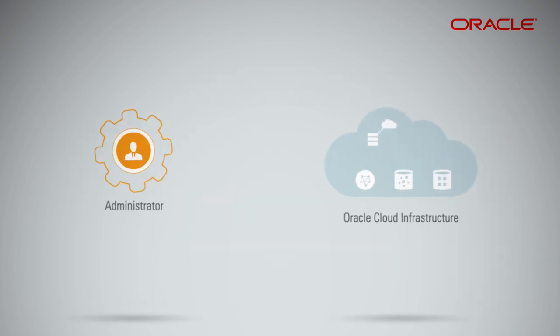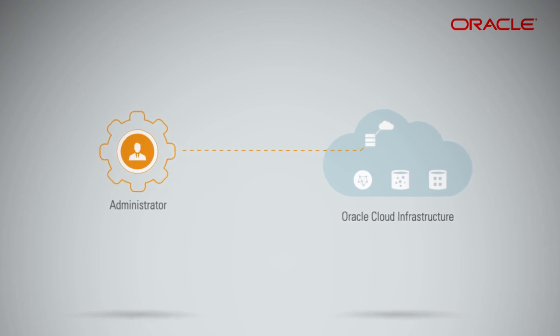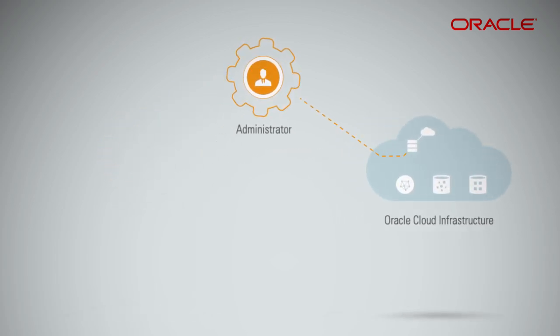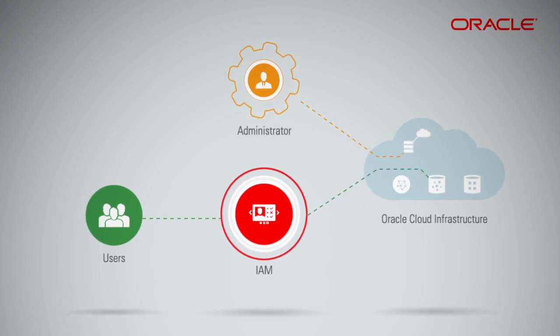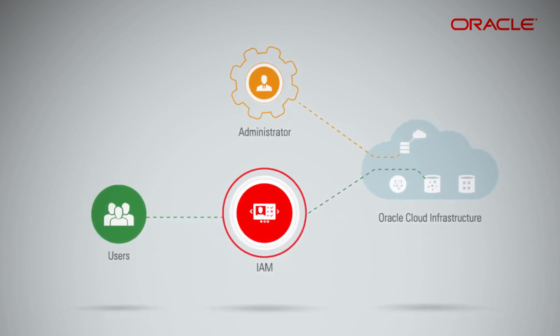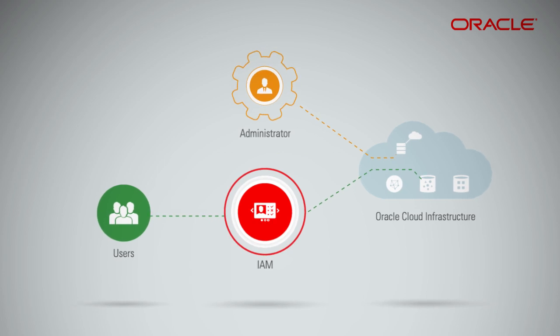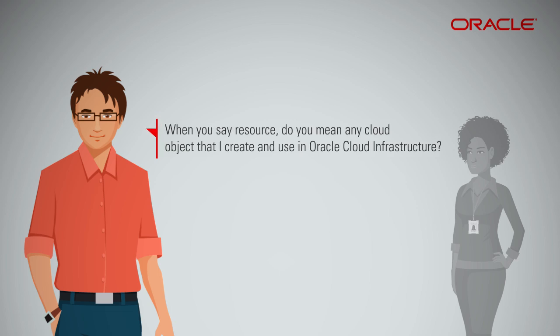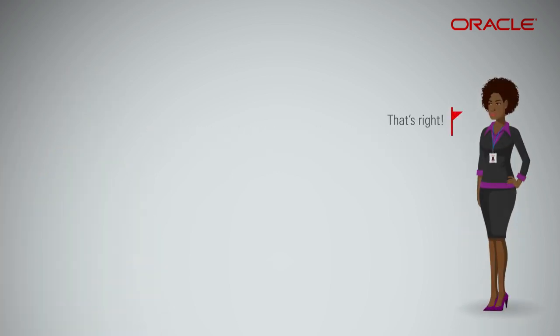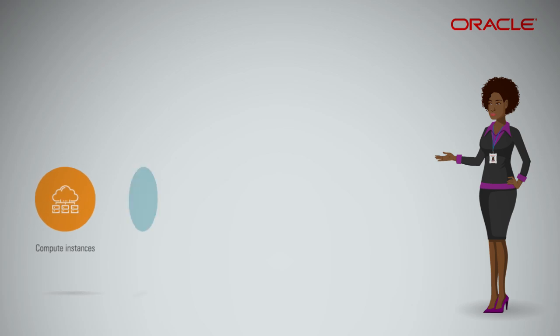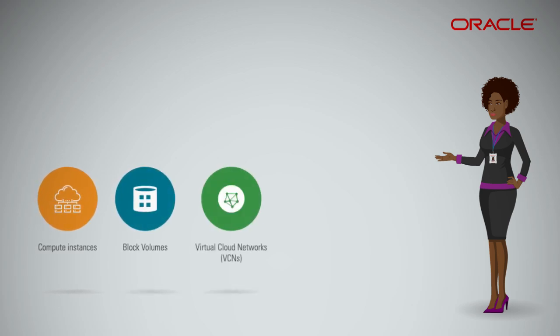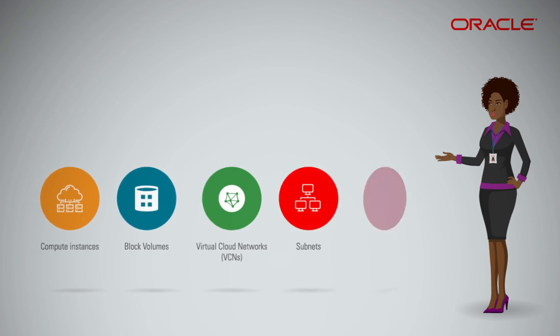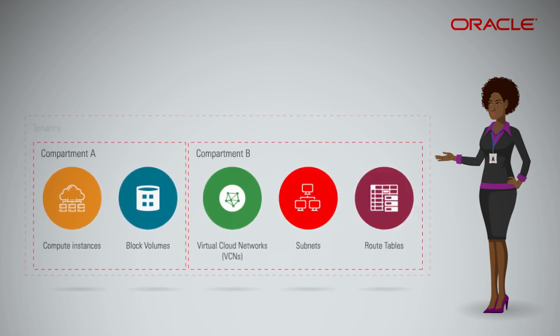The very first user in your account is the default administrator. All subsequent users are either created via the IAM service or via the federation with your existing identity provider, where you explicitly grant them privileges to interact with specified cloud resources. When you say resource, do you mean any cloud object that I create and use in Oracle Cloud Infrastructure? That's right. For example, compute instances, block storage volumes, virtual cloud networks or VCNs, subnets, route tables, and so on across the compartments in your tenancy.